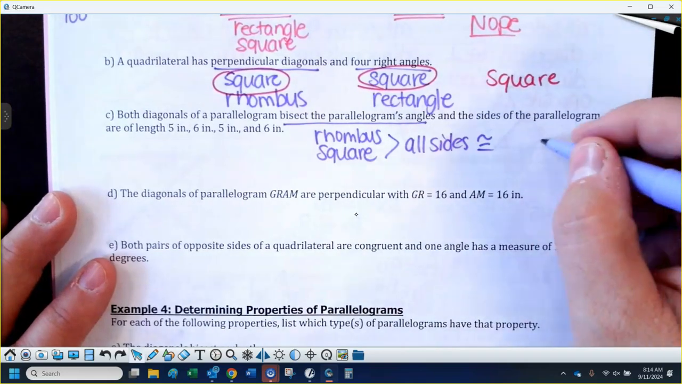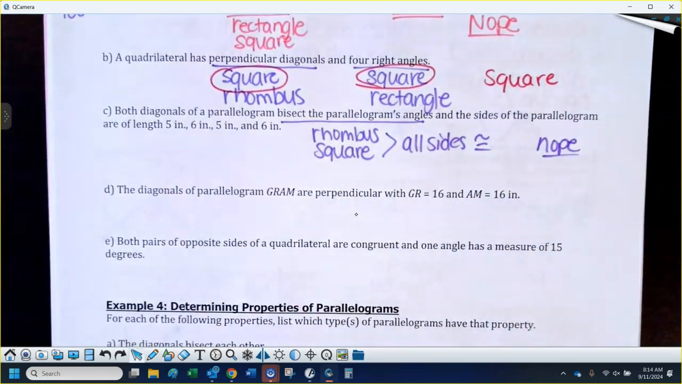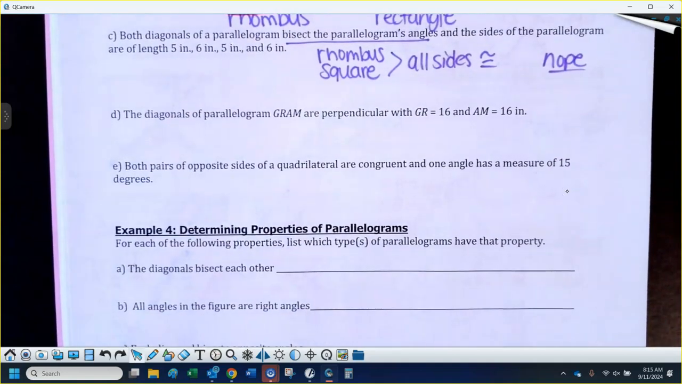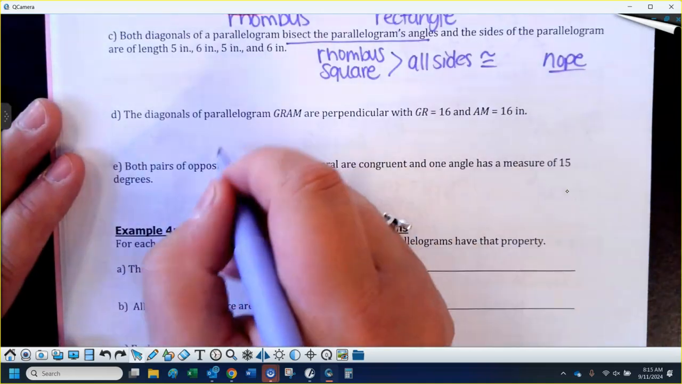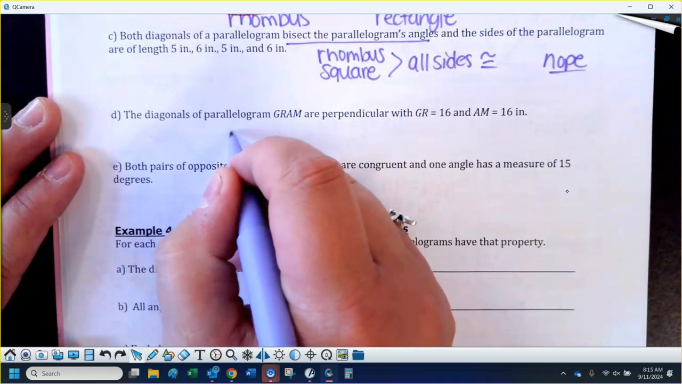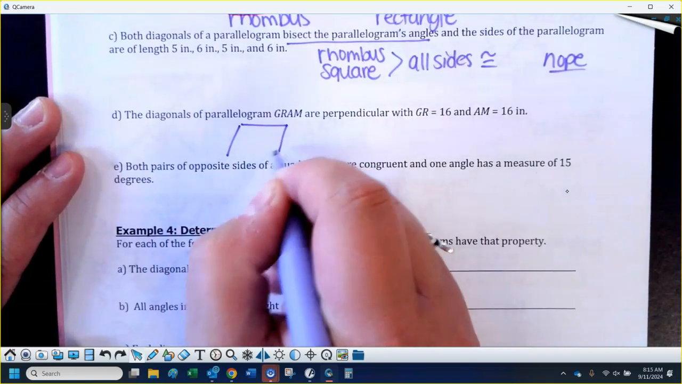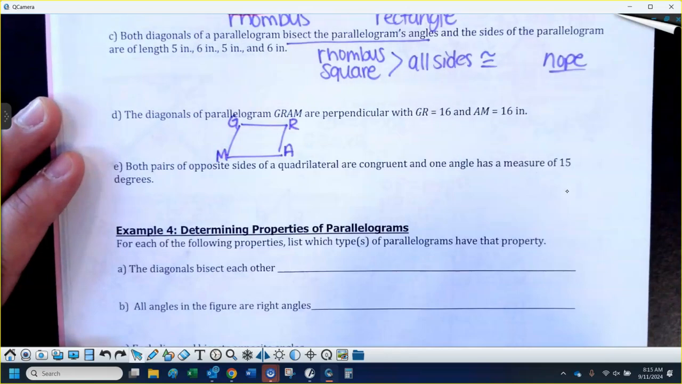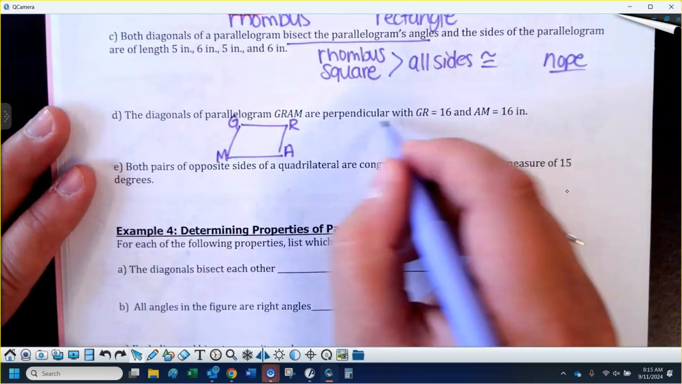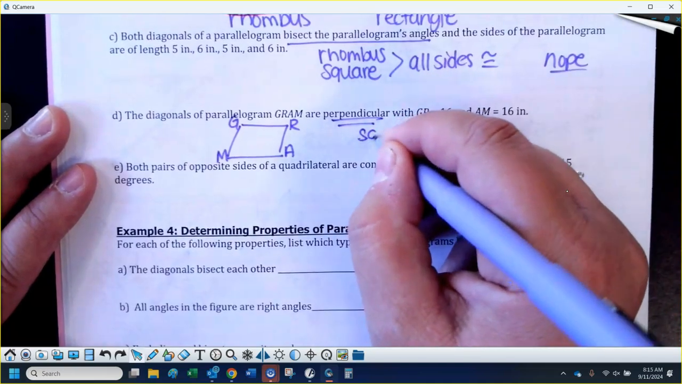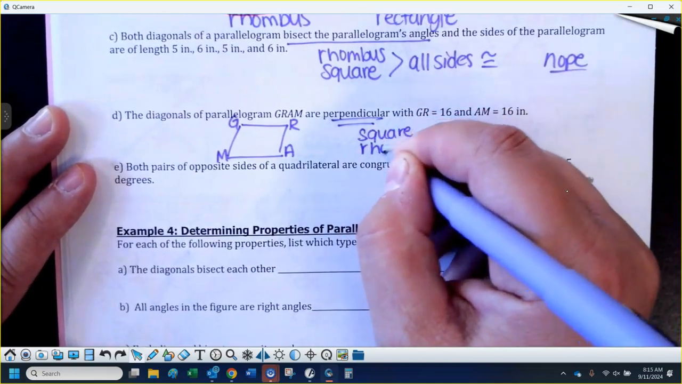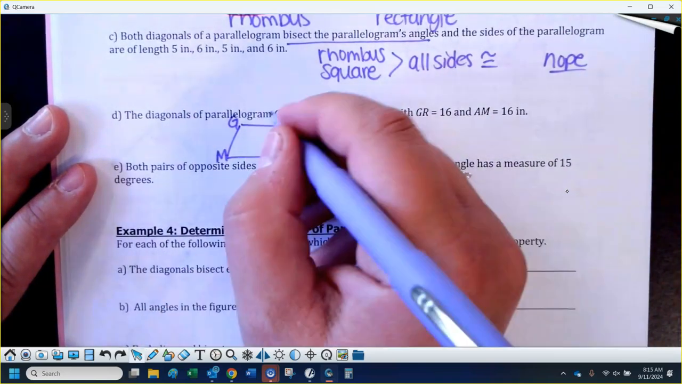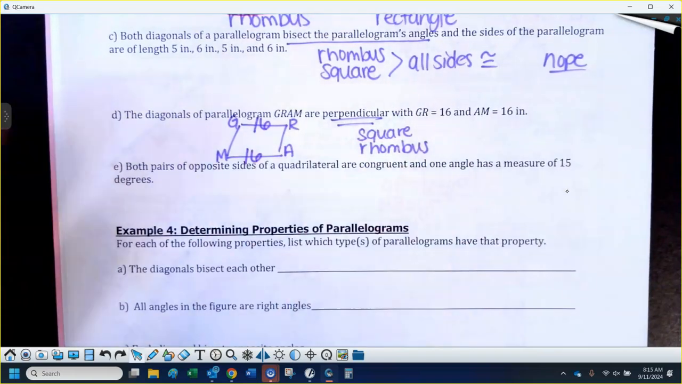So this is a contradiction. This is not a shape that we could draw. All right. Let me sketch a picture here. So this says we have parallelogram GRAM, and these diagonals are perpendicular. So if the diagonals are perpendicular, your options are square or rhombus. And it says GR is 16 and AM is 16.